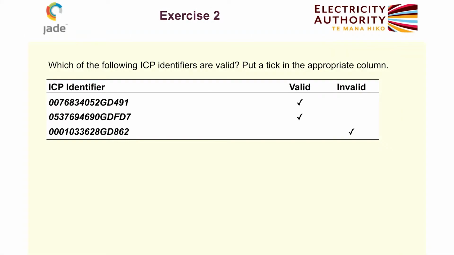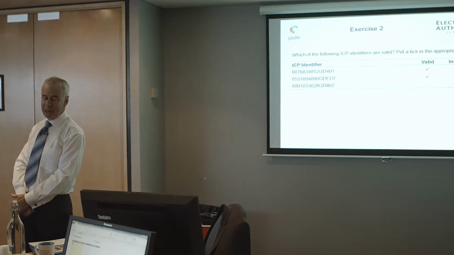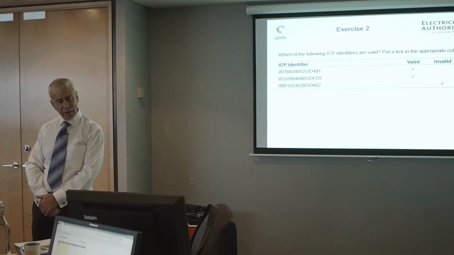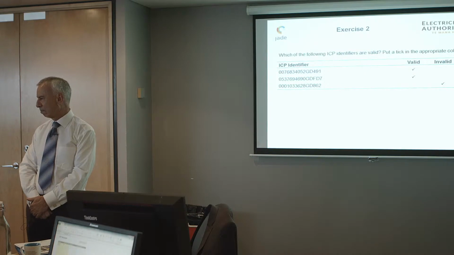So yes, if you type in the 10-digit number, followed by the 2 characters identifying the distributor, and see if you get the same checksum, and the third one is in fact incorrect.